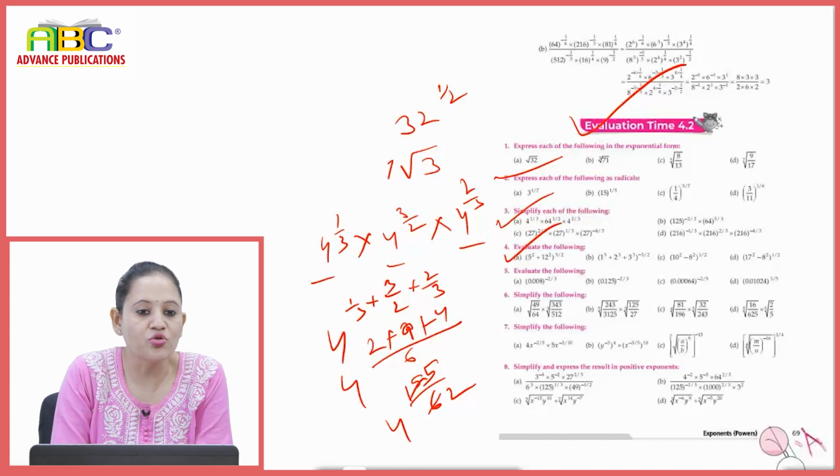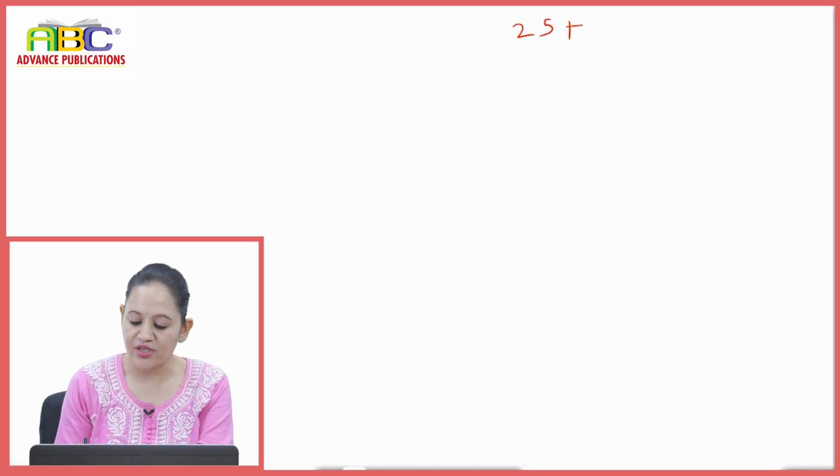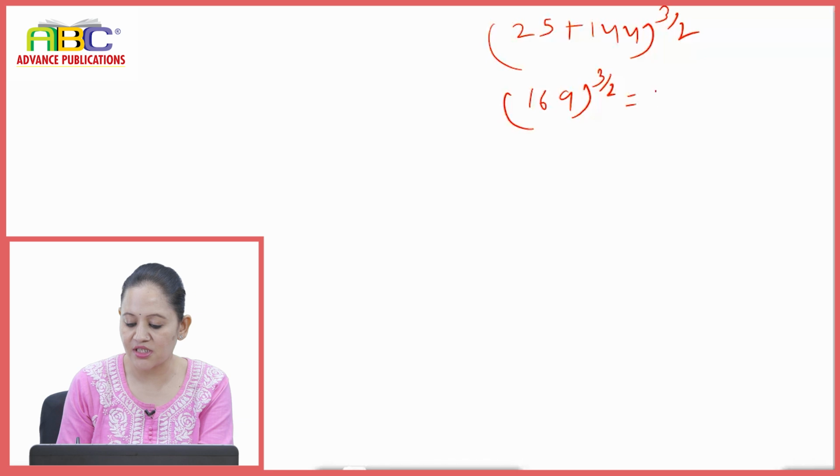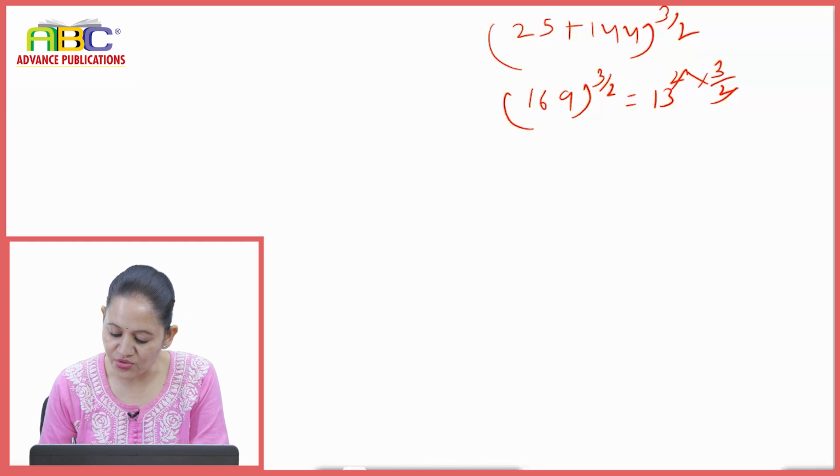5 to the power 2 plus 12 to the power 2, and whole power 3/2. So 5 to the power 2 is 25, and 12 to the power 2 is 144, and whole power 3/2 will come. So that is equal to 169 whole power 3/2. 169 we can write as 13 to the power 2, multiplied by 3/2. So that is equal to 2197. Clear?